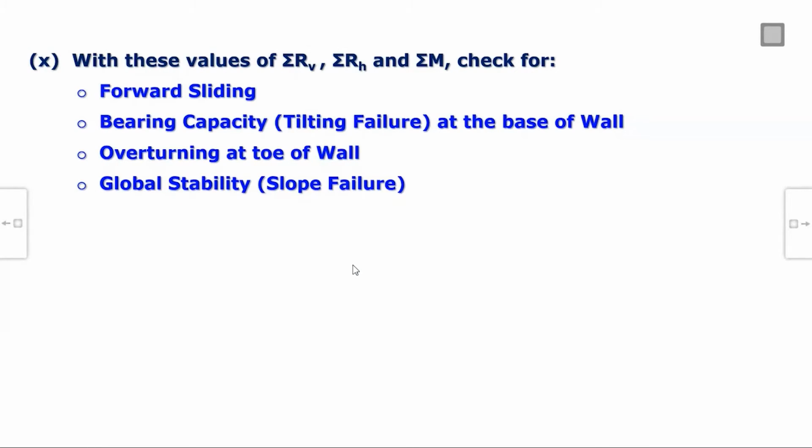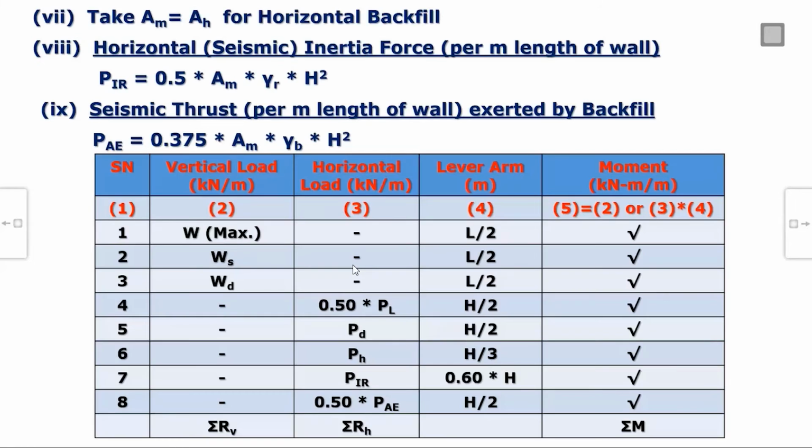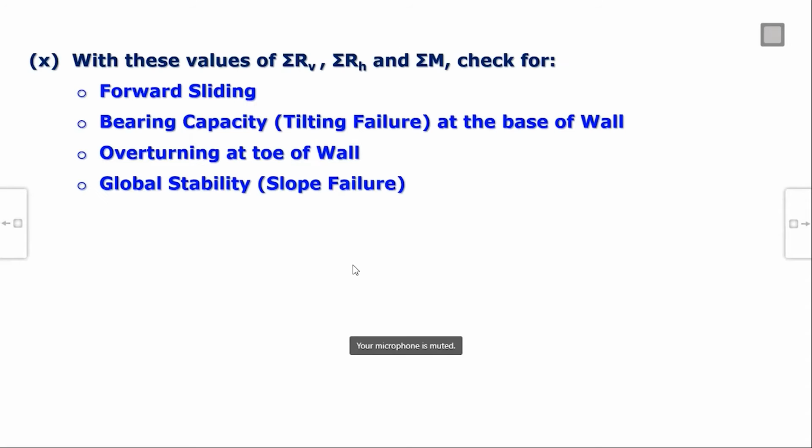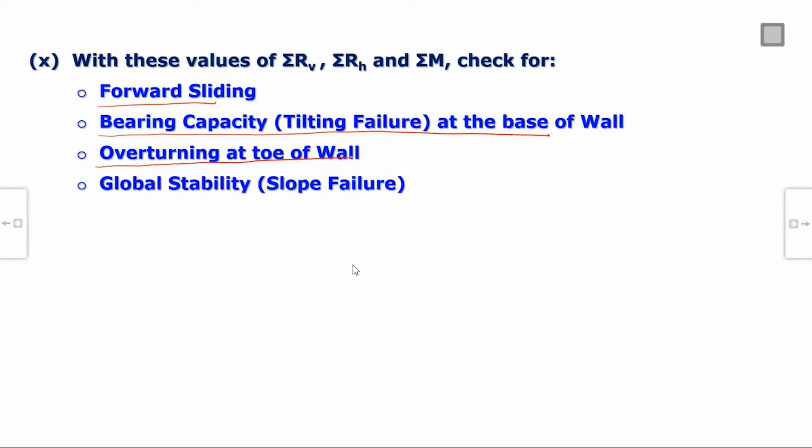Now, again using these dynamic values, what we have come here, sigma RV, sigma RH and sigma M, you calculate, check it for forward sliding, as we have done previously, check it for bearing capacity at the base of the wall, check it for overturning at the toe of wall, and check it for global stability, that is slope.